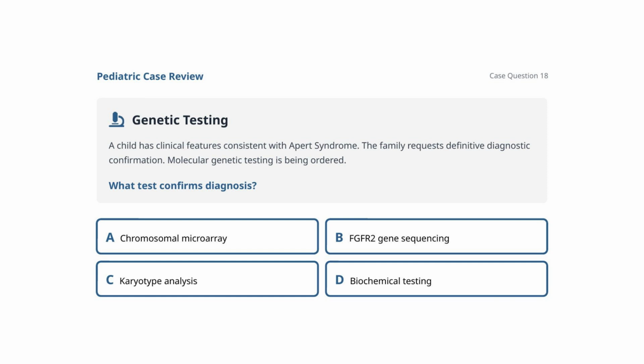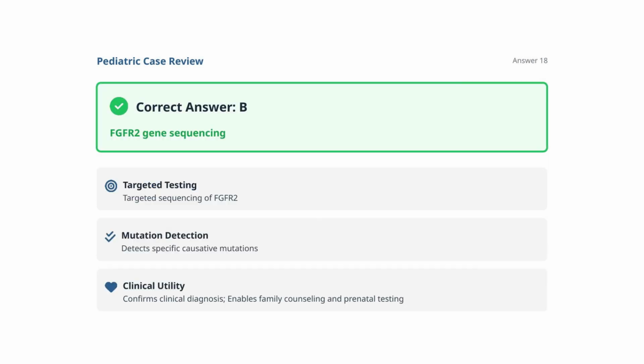Option A, chromosomal microarray. Option B, FGFR2 gene sequencing. Option C, karyotype analysis. Option D, biochemical testing. The correct answer is B, FGFR2 gene sequencing.